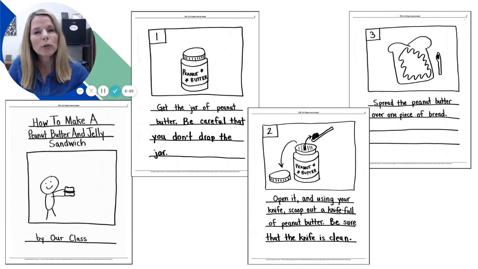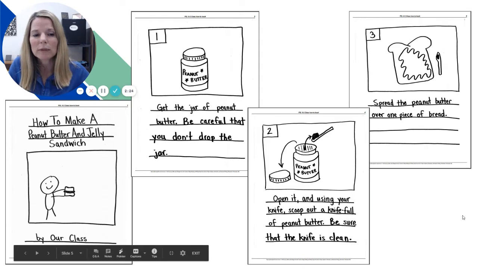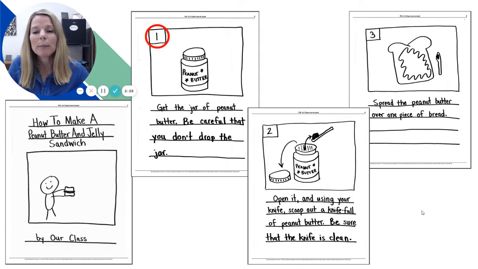So let me read the first few pages to you, and then we will try to come up with an introduction. Step 1, get the jar of peanut butter. Be careful that you don't drop the jar. Step 2, open it, and using your knife, scoop out a knife full of peanut butter. Be sure that the knife is clean. Step 3, spread the peanut butter over one piece of bread.